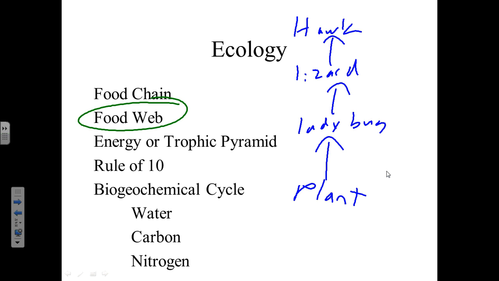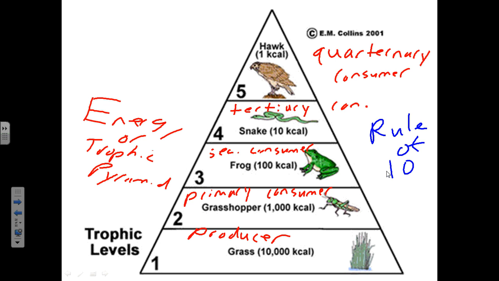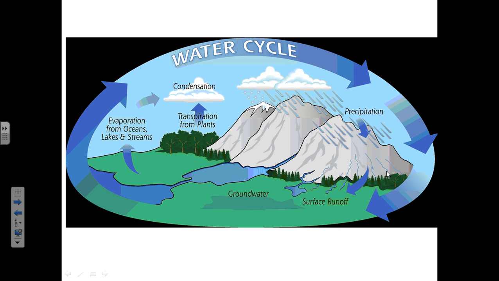Pretty simple idea. There's 3 cycles I want you to know a little bit about. The water cycle, the carbon cycle, and the nitrogen cycle. Keep in mind that those are not the only three biogeochemical cycles. Those are the only three we're going to be concerned with in this class. Water, carbon, nitrogen. Let's look first at a little diagram here of the water cycle.